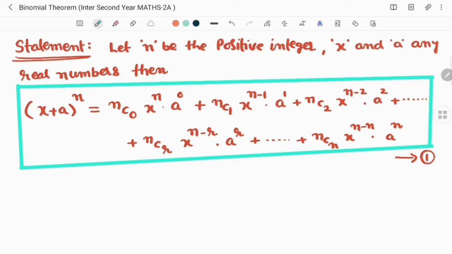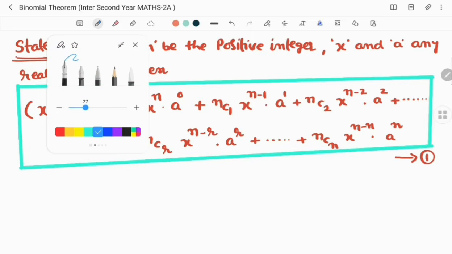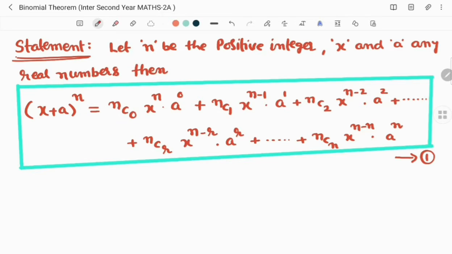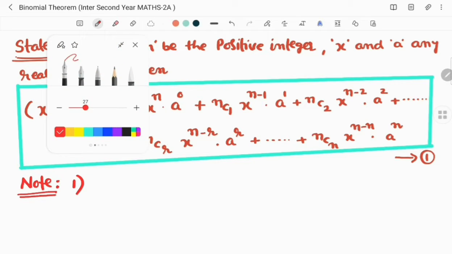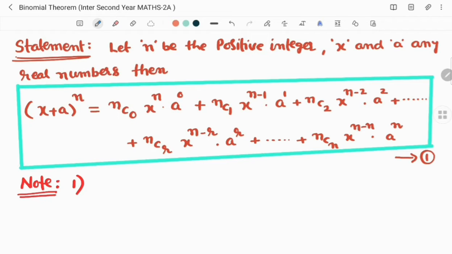This is called the binomial theorem statement, (x + a)^n. Here, students, based on this, we will discuss a number of points. Write it as a note. We will discuss them one by one. In that first point, this expansion, simply we can write it as (x + a)^n.